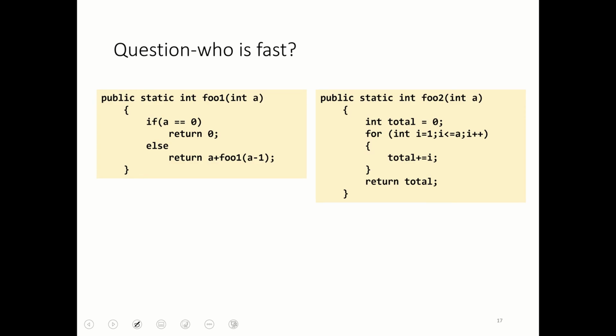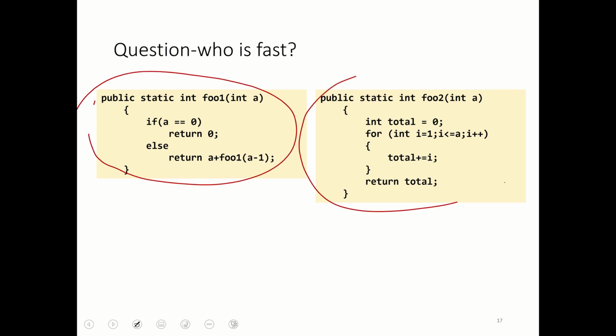Another one I want to show you is a question about these two pieces of code. These two pieces of code basically do the same thing, but which one is faster? I will explain these two pieces of code in another video later. I leave you to think about it.